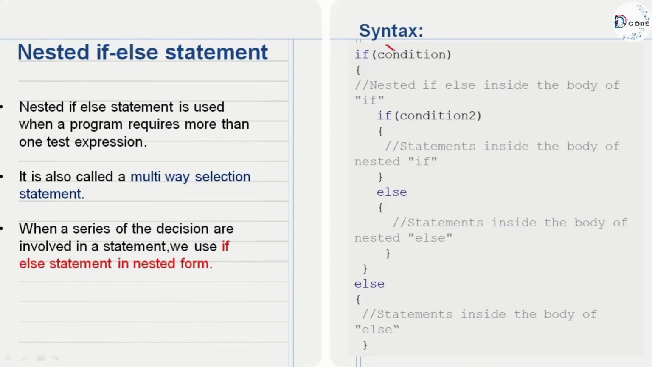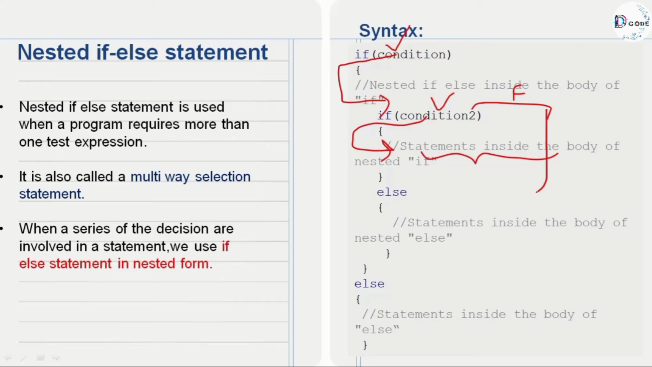Initially, this condition is checked. If it is satisfied, then it enters into the if block. Then condition 2 is checked. If it is satisfied, then it enters into the nested if block and executes this set of statements. Suppose condition 2 is false, then it enters into the nested else block and executes this set of statements.